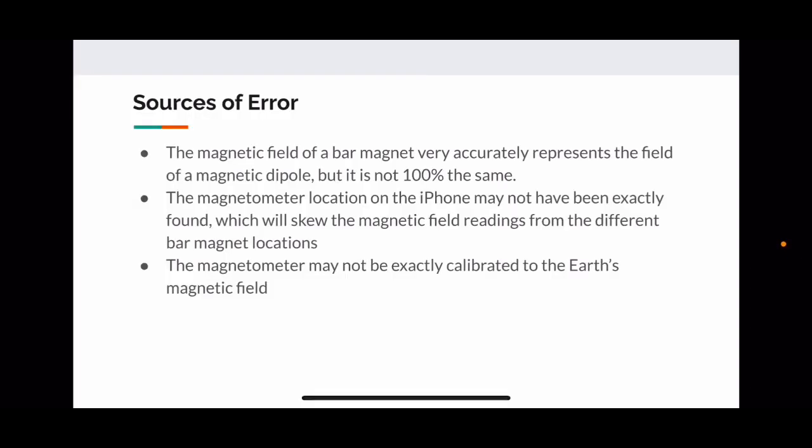The sources of error are that the magnetic field of a bar magnet may have a very tiny discrepancy from being represented as a magnetic dipole moment, but it's a very close model. Also, the magnetometer location on the iPhone may not have been precisely found. Even just being off by a few millimeters or so will affect the distances and magnetic readings we found. Also, not being exactly calibrated to the Earth's magnetic field will cause that magnetic field contribution from the Earth to skew some of the readings we found.